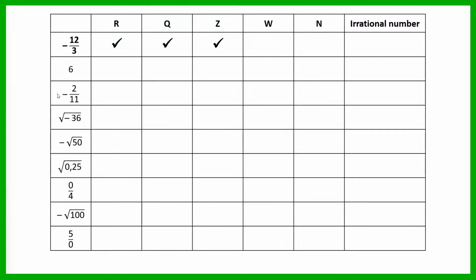Okay, so you're going to now do the same thing for each of these over here. Just be careful with some of them. Remember about rules that you have learned in the past. Okay, so I'm going to give you 3 minutes to work on this classification.